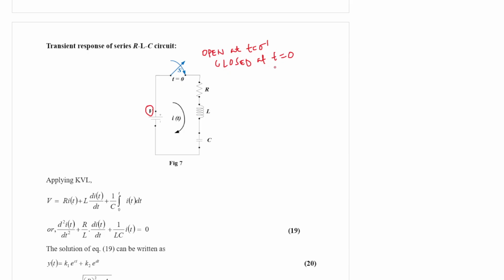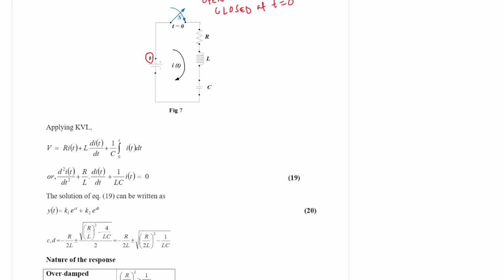So from 0 second we consider it from positive time. So let us analyze the circuit. We directly apply KVL equation. V is equal to R i(t) plus L di/dt plus 1 by C integration 0 to t of i dt.